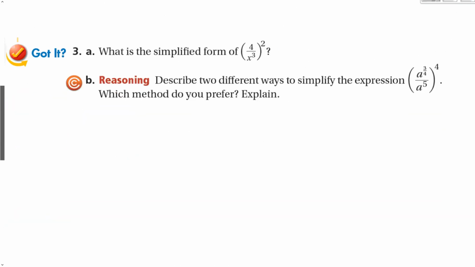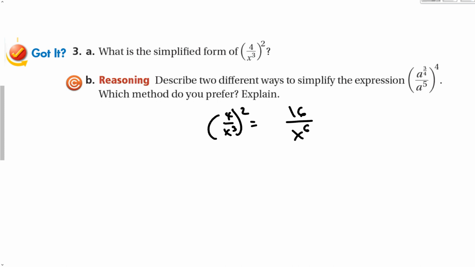Let's try some guided problems. What is the simplified form of 4 over x to the third, squared? Raising both of these to the second power gives me 16 over x to the third squared. Power to a power, we multiply the exponents together, so it's x to the sixth, not x to the fifth.